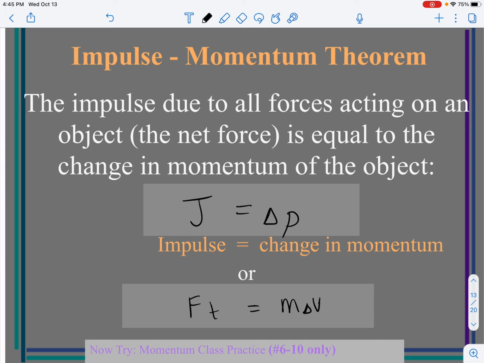So this is the information that we need you to understand about momentum. Remember, momentum is a vector. So as you work through the problems, pay attention. If they give you direction or if the direction has changed, you'll want to make sure that you make those positive and negative adjustments along the way.